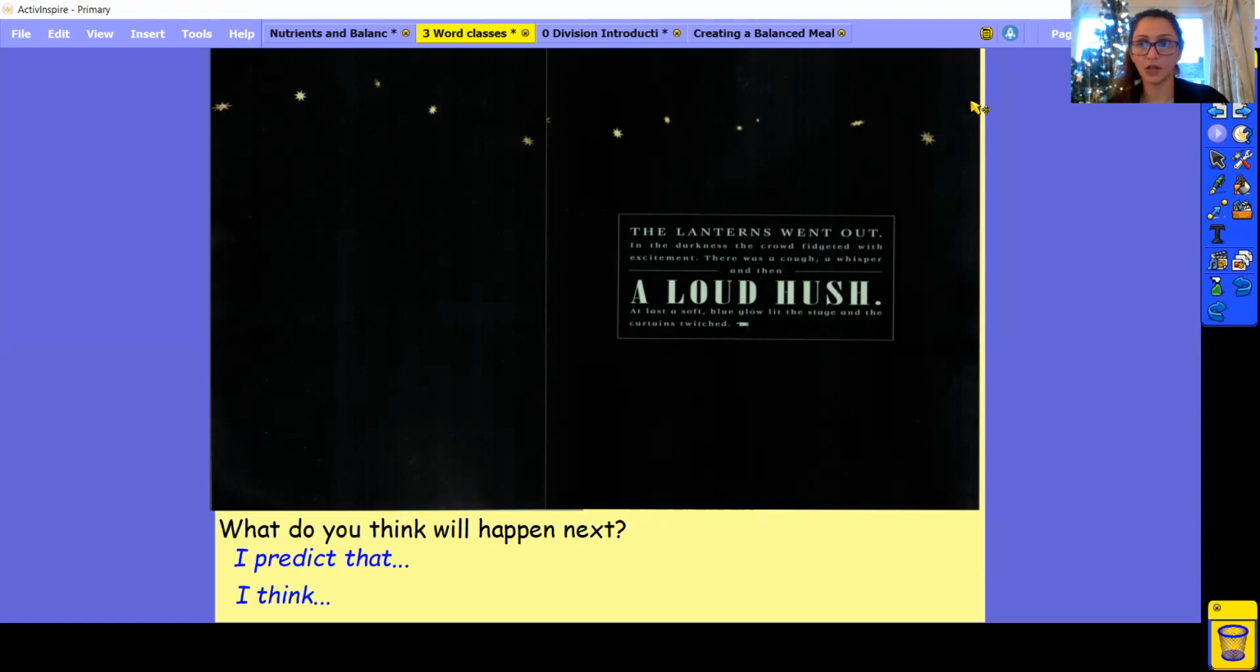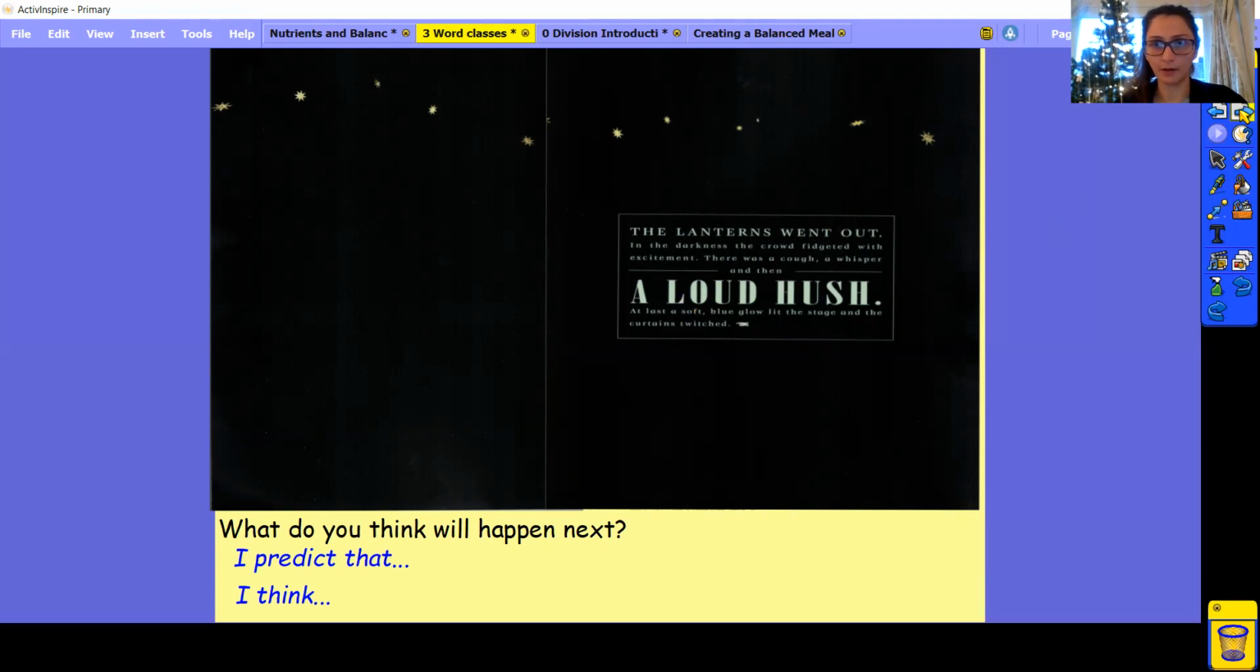Okay, so what do you think will happen next? What is your prediction for what will happen? So remember, use these sentence starters. I predict that, I think that. So in this section, everything went dark. Everyone was getting really excited. The people were fidgeting with excitement. And then there was a soft blue glow that lit the stage as the curtains twitched. That basically means that the curtains moved a little bit. So have a think what you think might happen next. Say it out loud. Use the sentence starters.